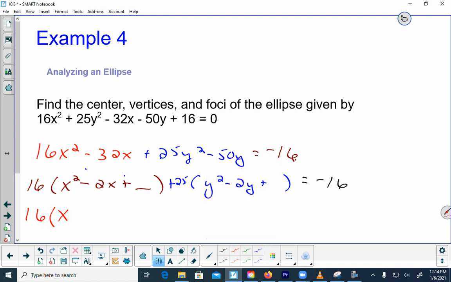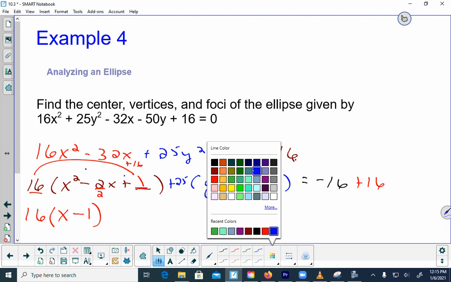when I go to complete the square, I look at this x, copy that sign down, take the coefficient, divide that by 2. So this will be 1. 1 squared is going to be 1. That's the number that goes here. But I'm really not just adding 1 to this side. I'm adding 16 times 1. So I've really added 16 to this side, which means I have to go ahead and add 16 to the other side to make that equal.